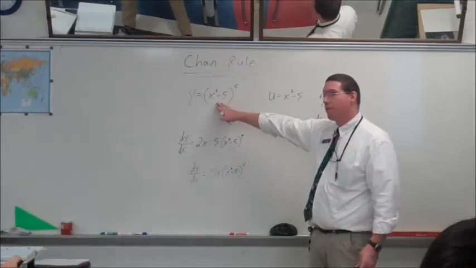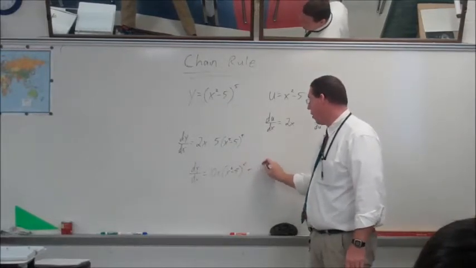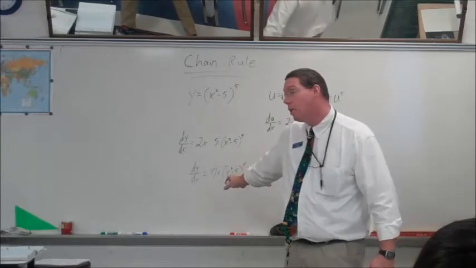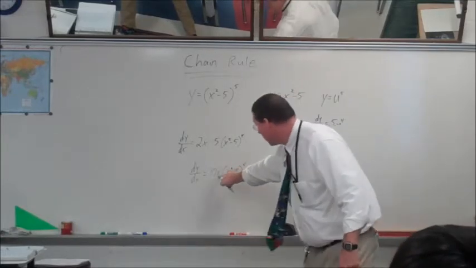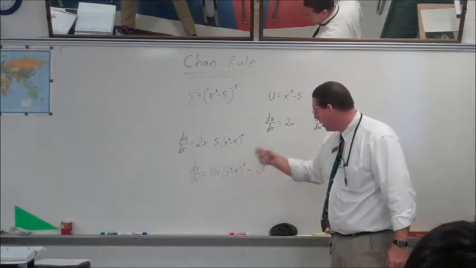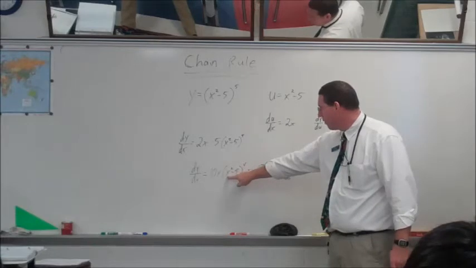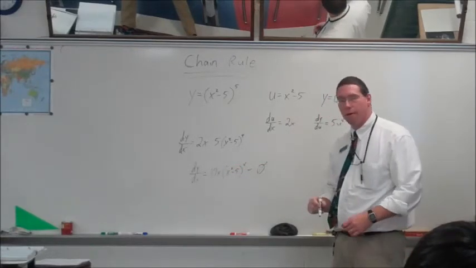And if you wanted to know where this has any minimums or maximums, you would just set this equal to 0. And I automatically see one at 0. The other one's going to be at the square root of 5, I guess. Yeah, because look, square root of 5 squared is 5, minus 5 is 0.